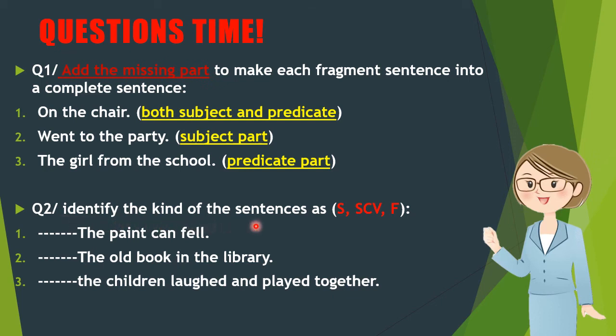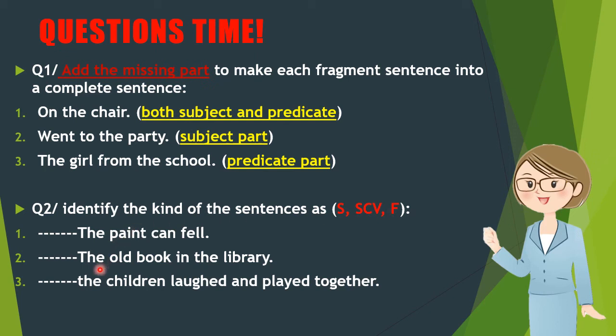Identify the kind of sentences as, for example, S, SCV, and F. Here you have simple sentence with a compound verb, and you have fragment sentence. So what I want from you guys is to identify these kinds of sentences. Okay, so here we have the paint can't fail. What type of sentence is this? Is it a simple sentence with a compound verb, or a fragment sentence?